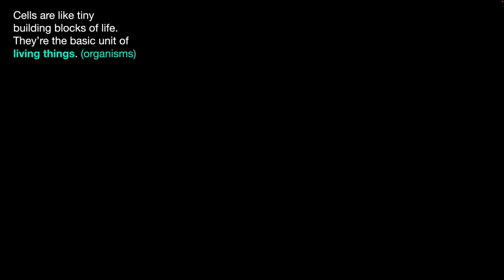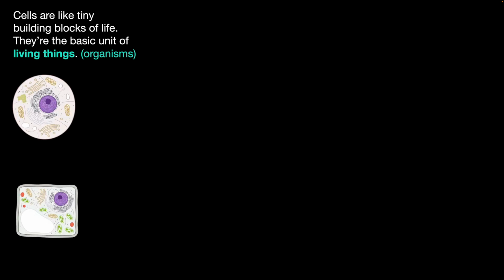Cells are like tiny building blocks of life. They're the basic unit of living things. Living things are also called organisms. Here's some cells: an animal cell and a plant cell. And in the last video, I showed you the differences between these two.